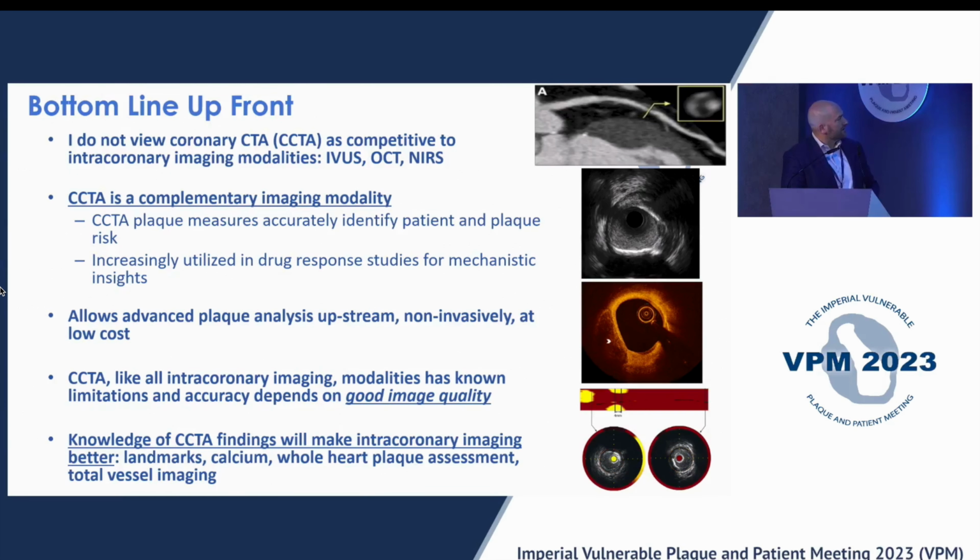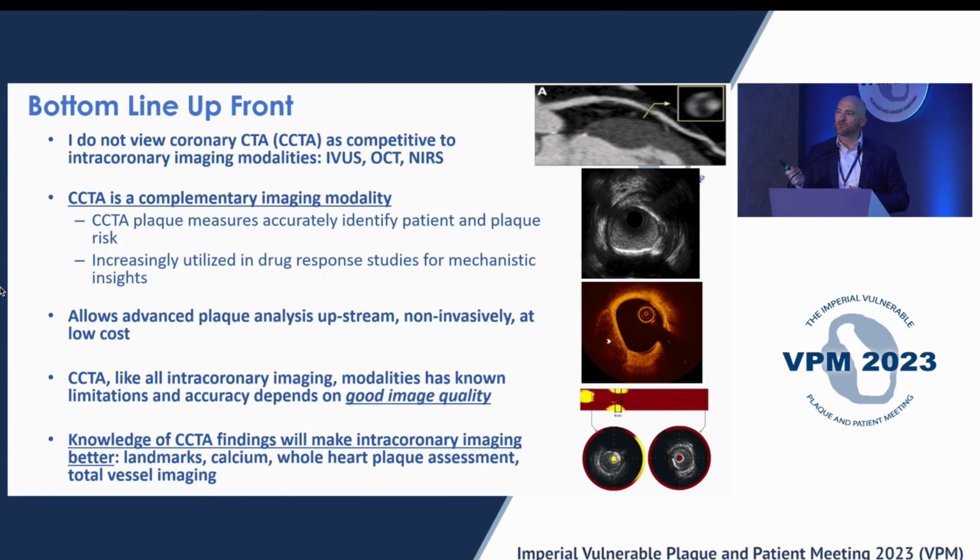But I think importantly, as I've mentioned already, like all intracoronary imaging modalities, CT obviously has its own limitations. And again, I can't stress this enough: it really requires excellent image quality and attention to how you're acquiring images. And I think ultimately, knowledge of CT findings will make intravascular imaging better, because I mentioned earlier the game change, or the significant practice change, that is going on around the world.